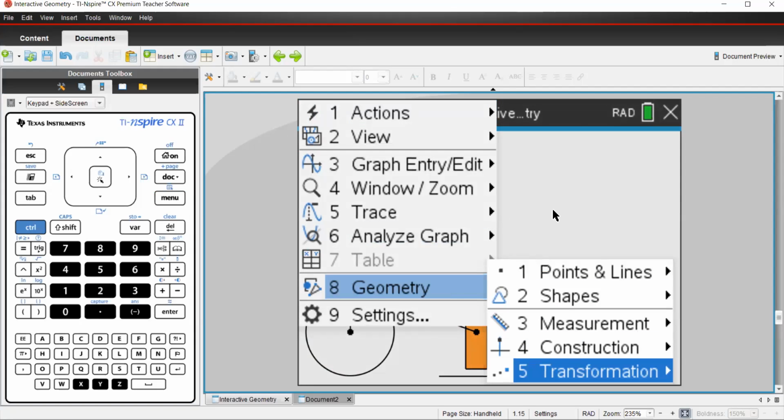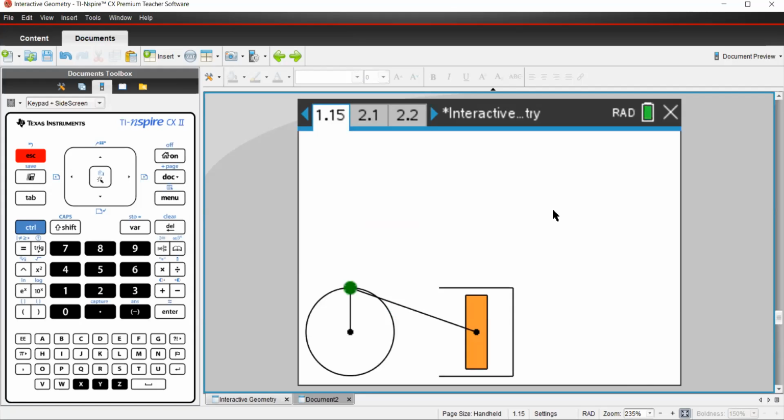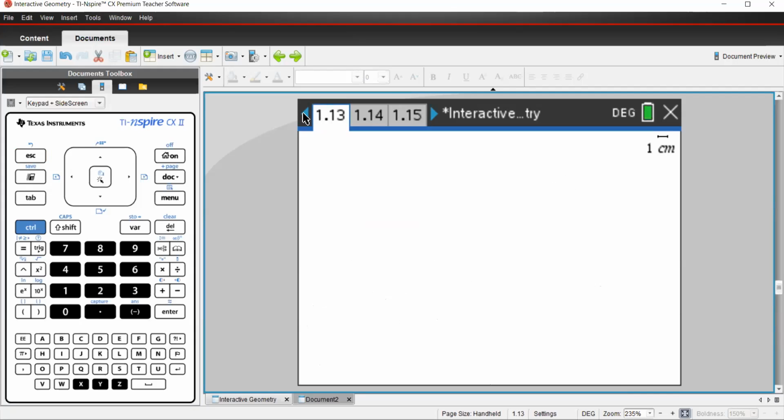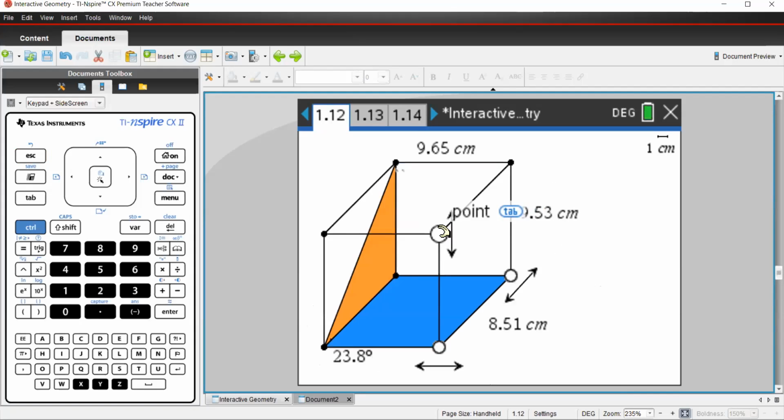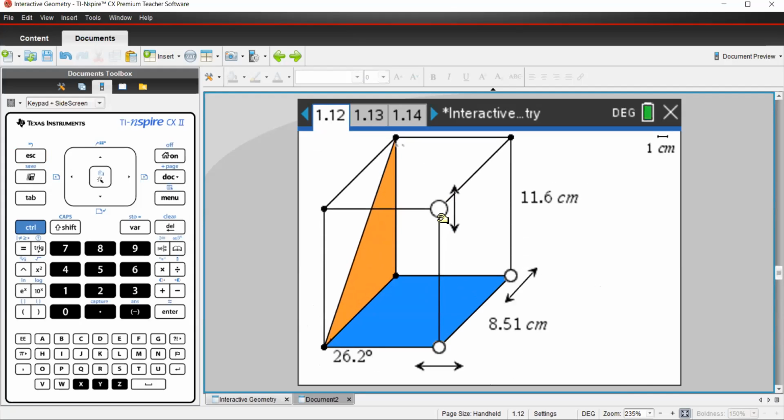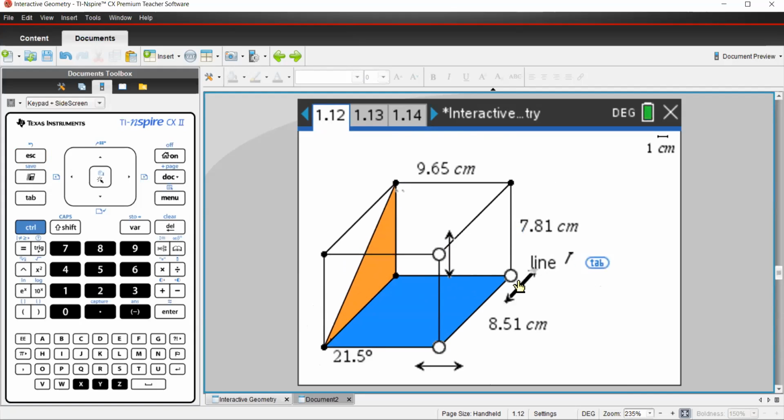But on a graph page, then, okay, so one more thing I have made. So this is a box kind of thing.